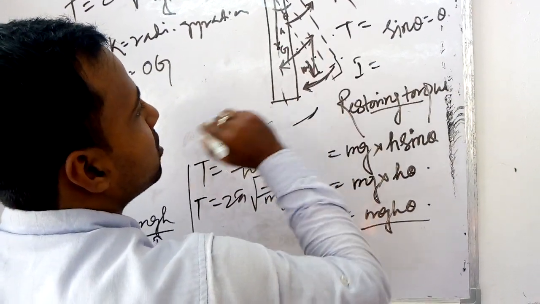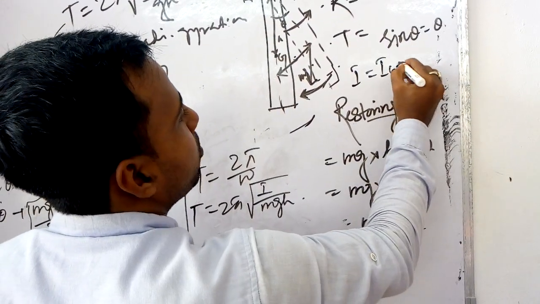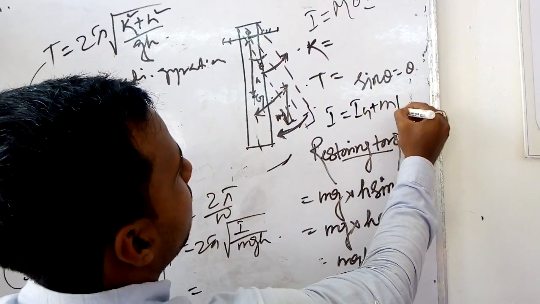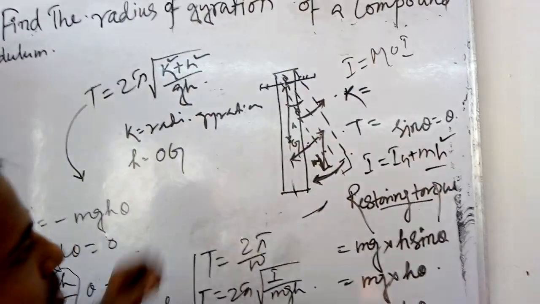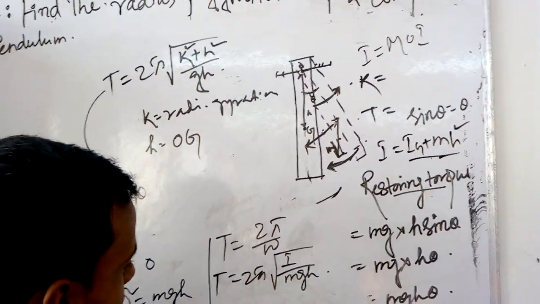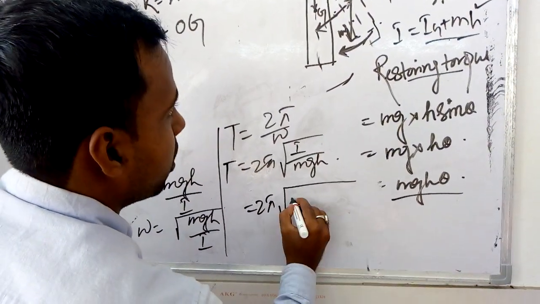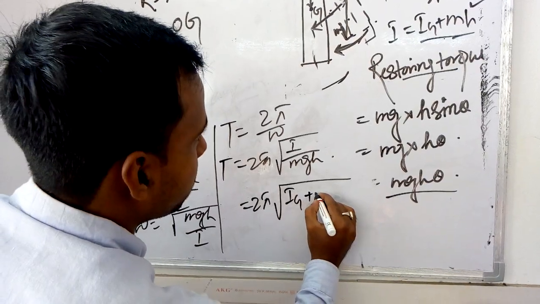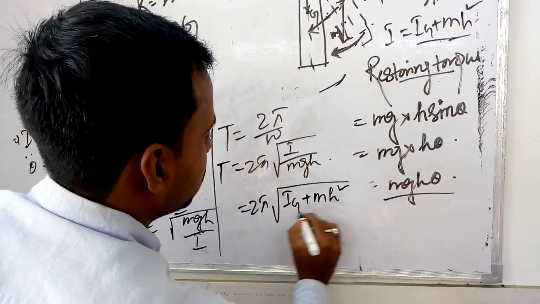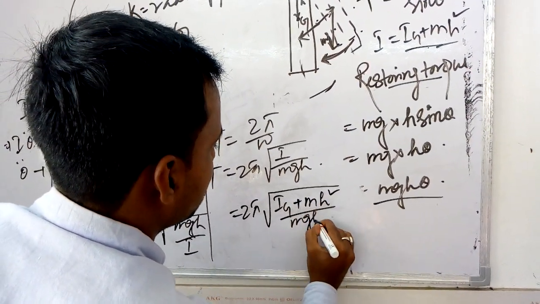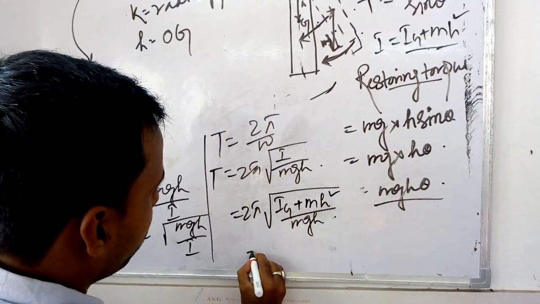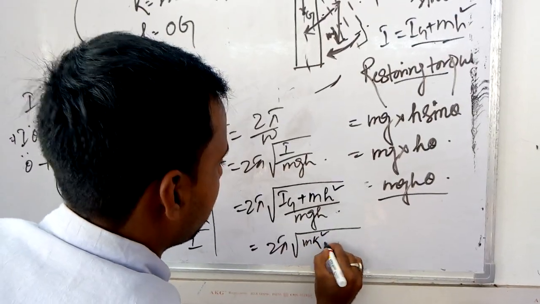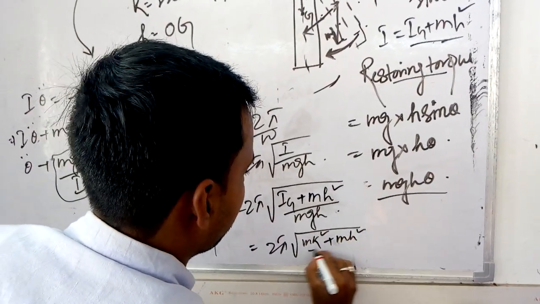By using the parallel axis theorem, I equals Ig plus m into the square of the distance between these two points, that is m h square. So we will put this in this equation: 2 pi root under (Ig plus m h square) by mgh, where Ig is the moment of inertia about its CG. Again we know Ig equals m k square, so I equals m k square plus m h square.